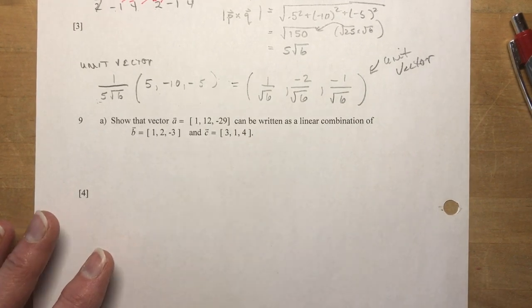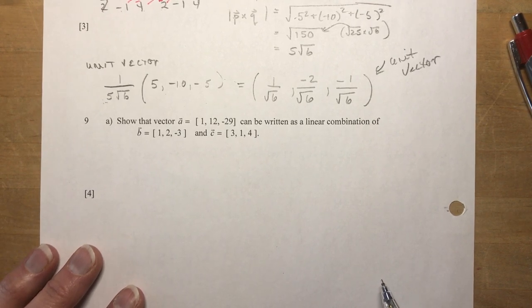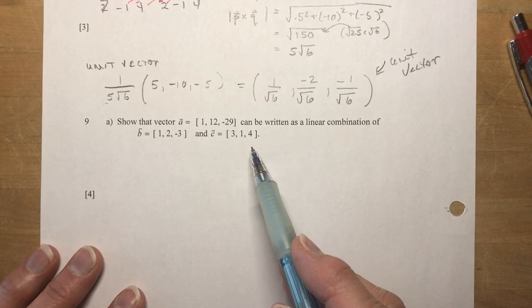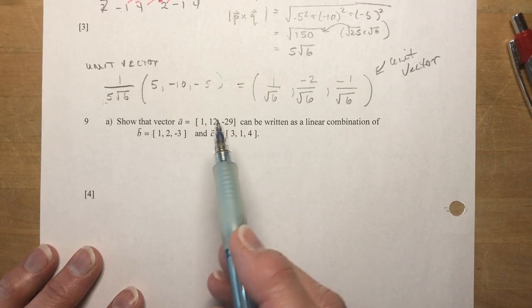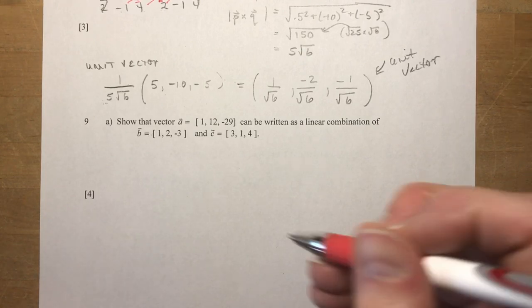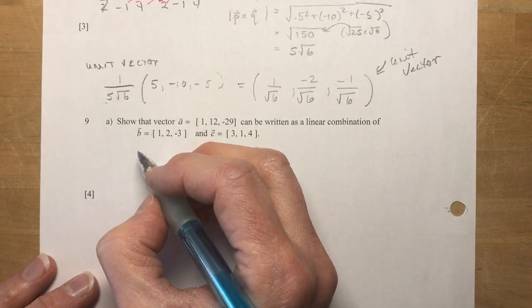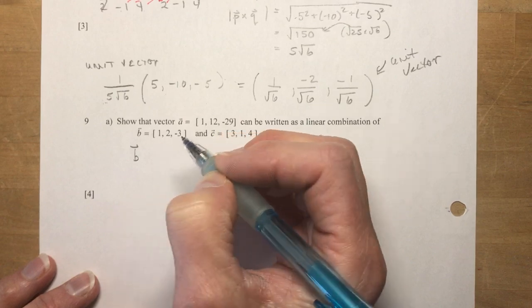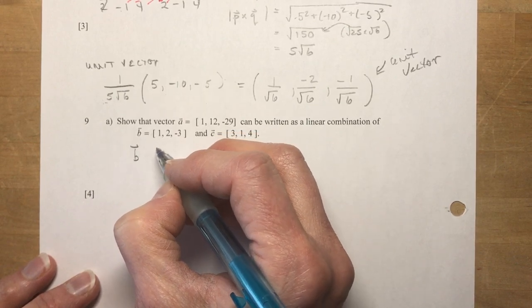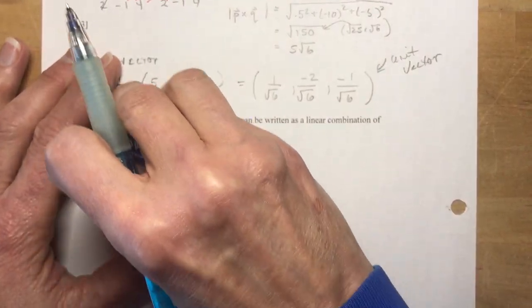Show that vector A, [1, 2, -29], can be written as a linear combination of vector B and vector C. Okay, so to do that, again, you write out some scalar multiple of this one and this one. I'm not going to start with vector B, I'm going to multiply each of the brackets. I guess I can use A and B.